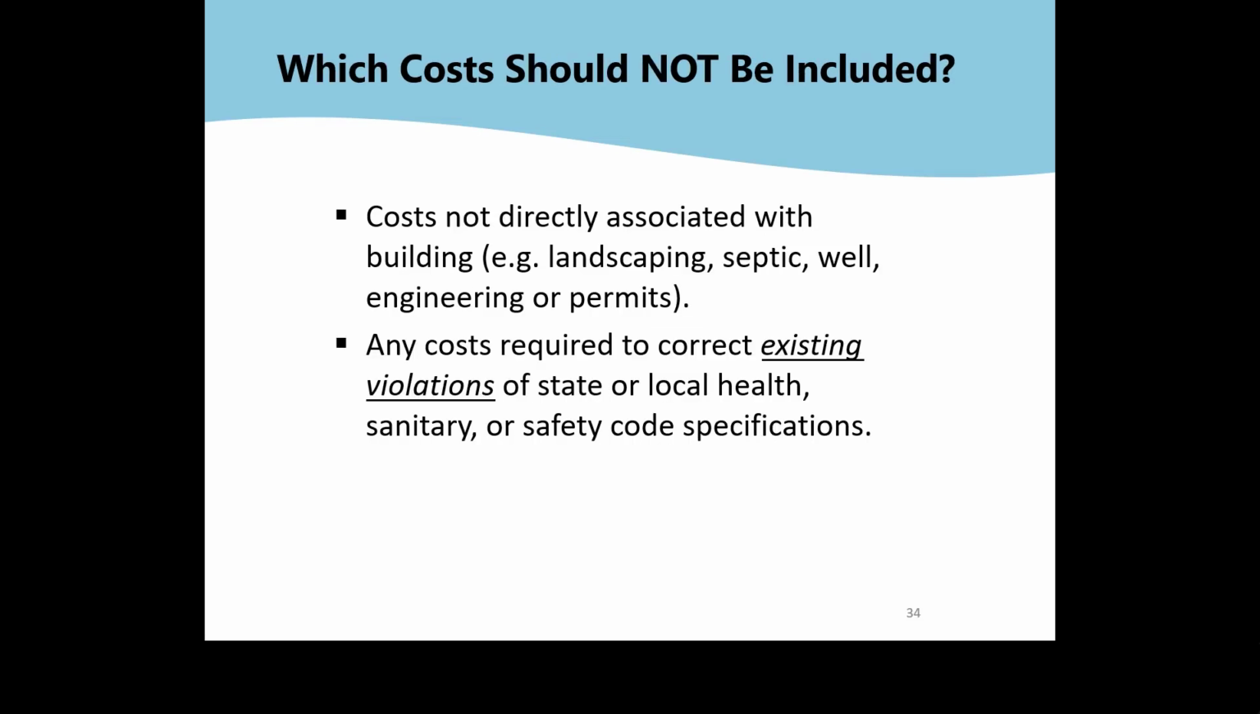So costs that are not included are generally not associated with the building. If there's landscaping, septic, or permit costs, those are not included in the substantial improvement determination. If there are existing violations, which have already been documented by the building official in the community, this can't be something that just comes up as a result of the substantial improvement. These should be already documented and existing.